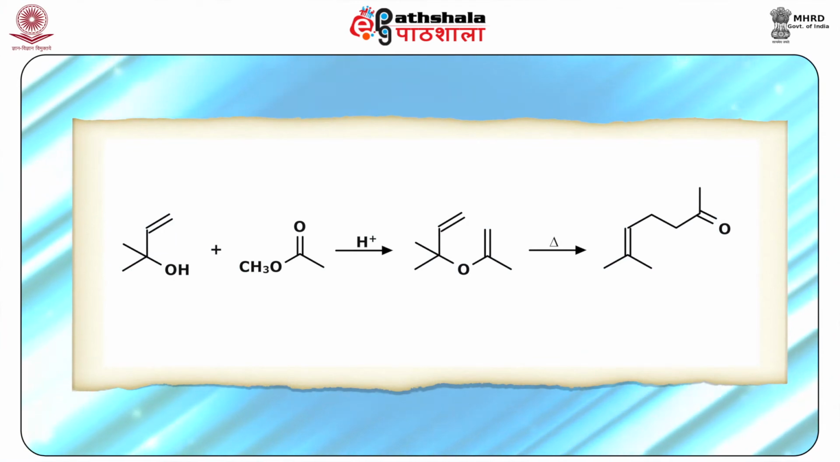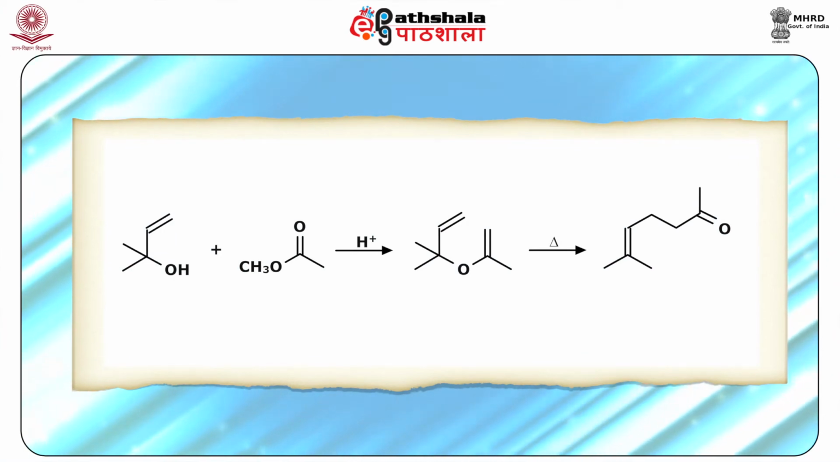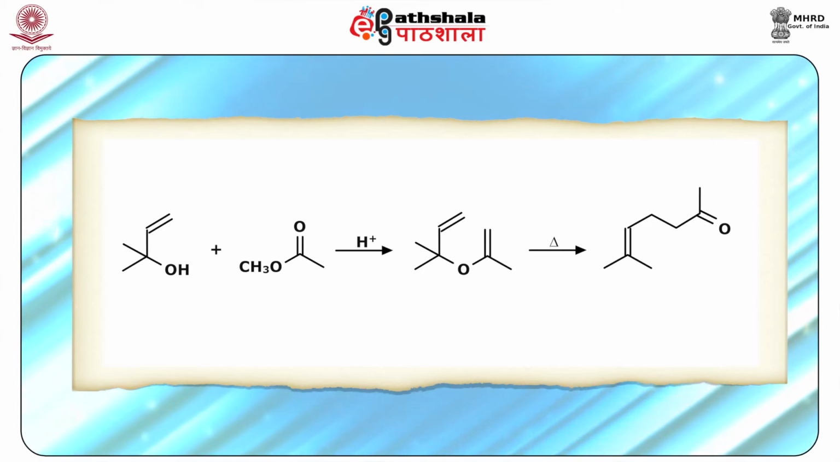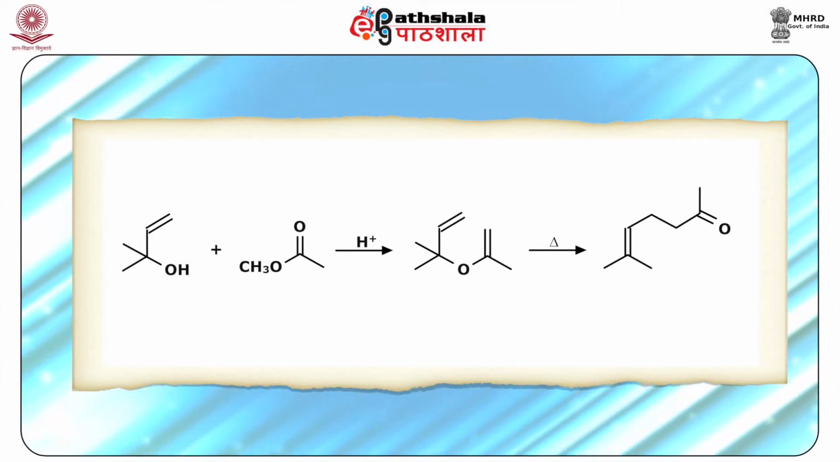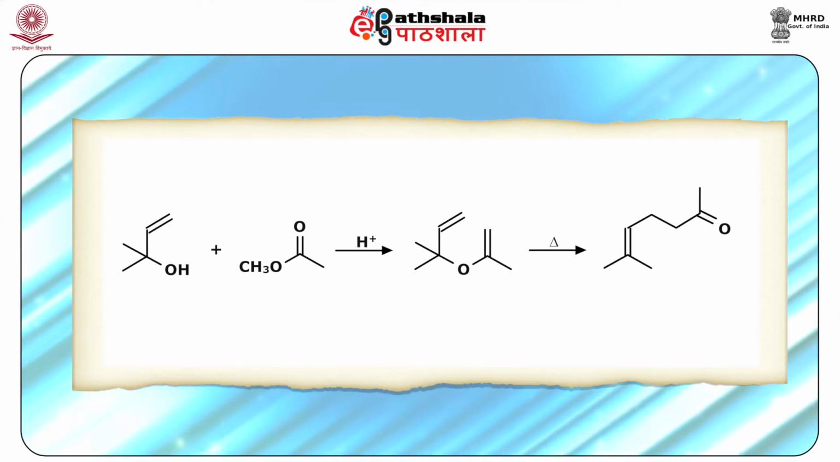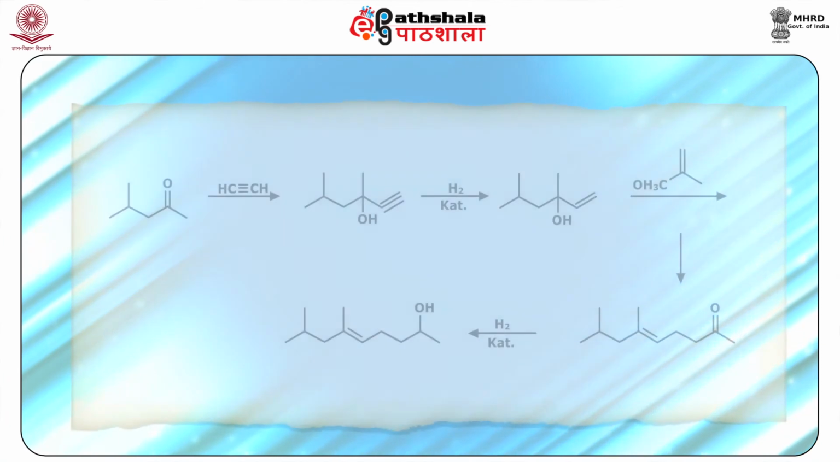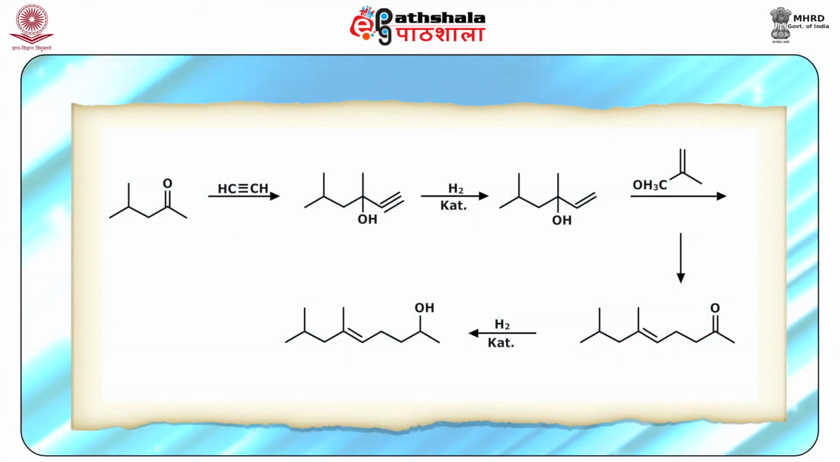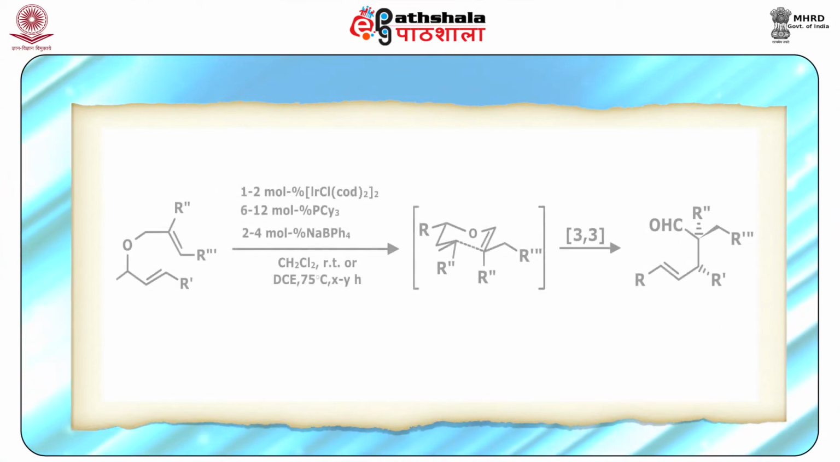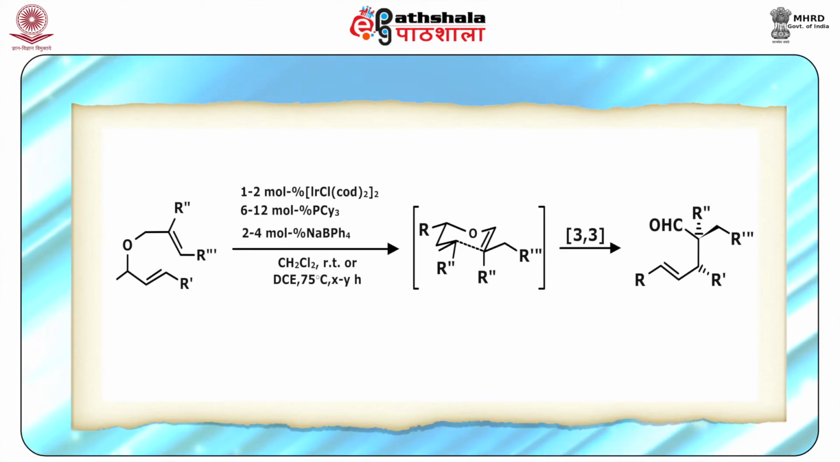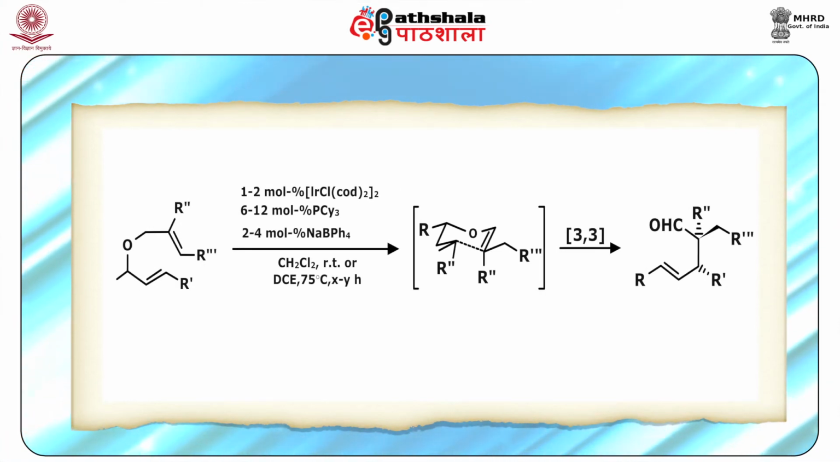Terpenoids are among the group of important molecules that are obtained using Claisen rearrangement. Examples of Claisen rearrangements where some important molecules such as fragrant compounds are obtained. In another reaction, the isoprenoid skeleton was obtained using Claisen rearrangement. Some synthetic examples of Claisen rearrangement are as follows.